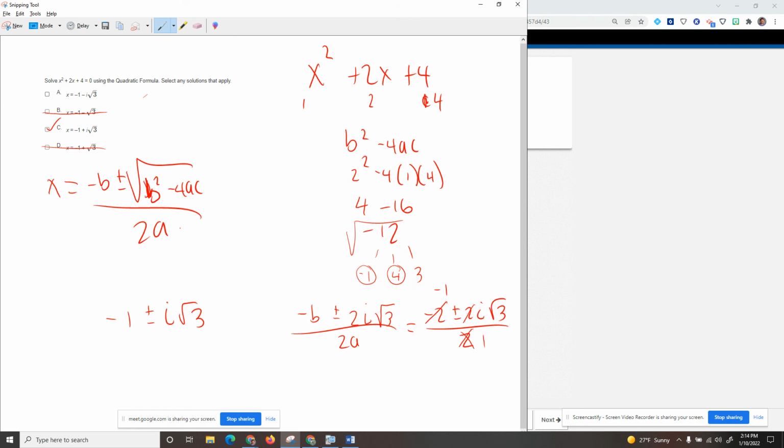All right. The only difference is, it is both A and C. It is both A and C because you got the plus and the minus there. So negative 1 plus i root 3 and negative 1 minus i root 3. So yeah, it's both answers there.